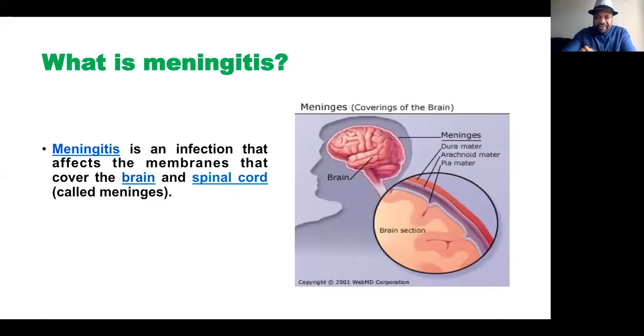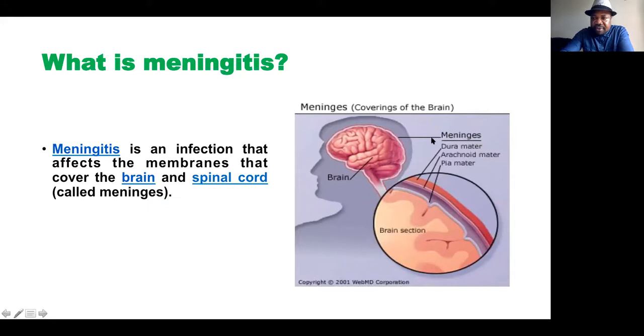So, what is meningitis? Meningitis is an infection that affects the membrane that covers the brain and the spinal cord. So as you can see here, this is the brain, and this is the spinal cord. The brain and the spinal cord are covered by membranes that we call meninges.